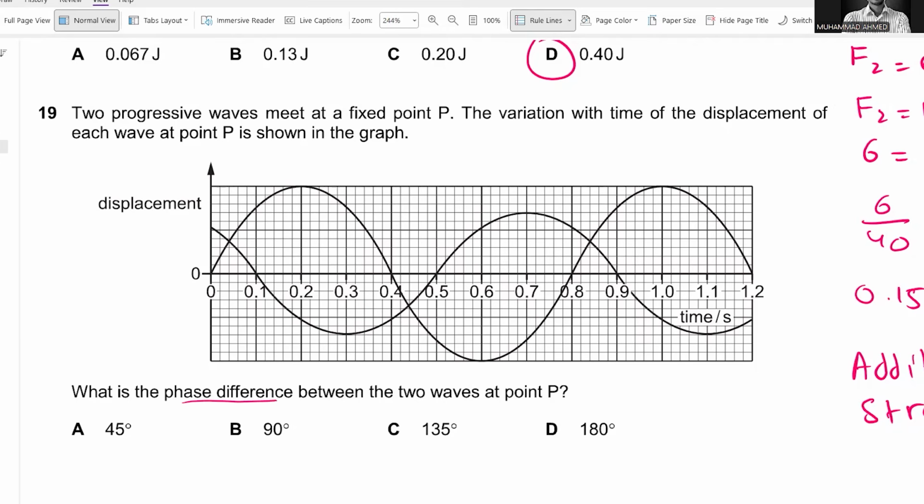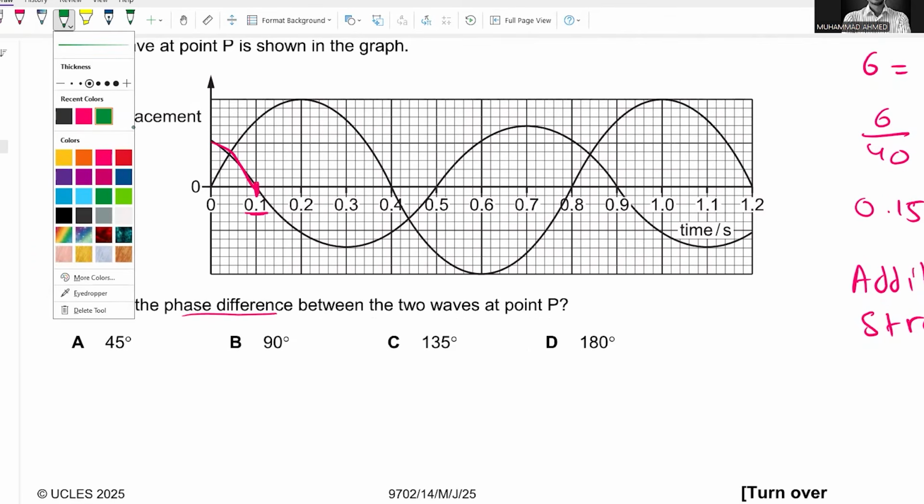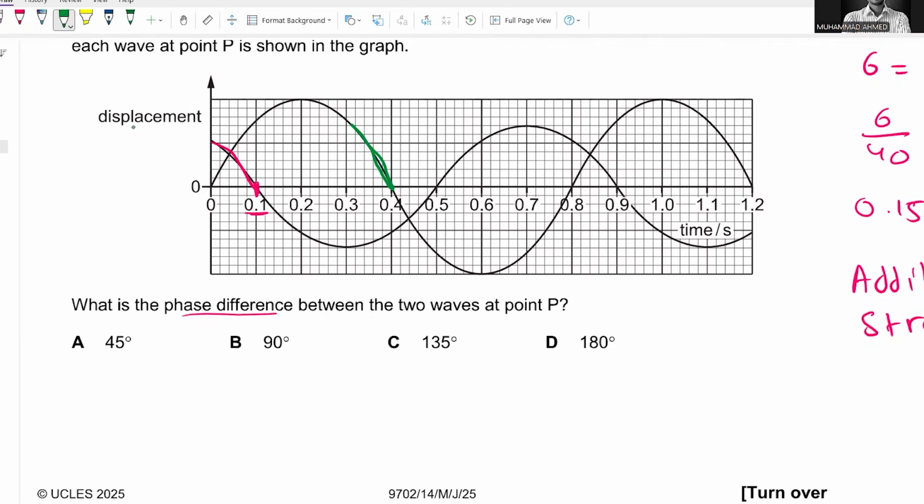You have to calculate the phase difference between two waves. How will you do that? Can you realize the pink wave passes the x axis at which point? 0.1. And the green wave passes the x axis at which point? 0.4. What is the distance between 0.1 and 0.4? It is 0.3 seconds of distance, or a 0.3 seconds time difference.